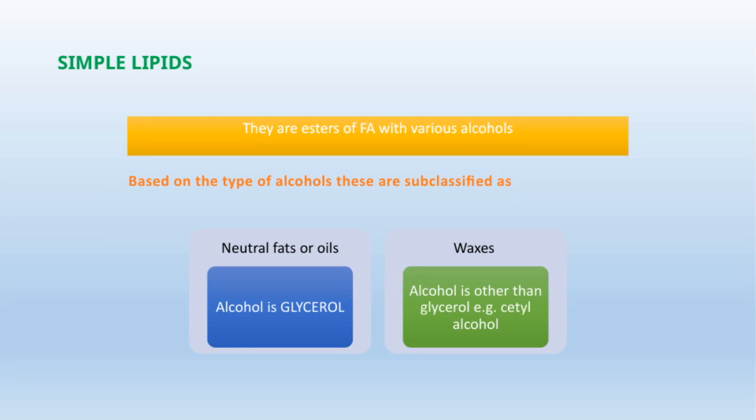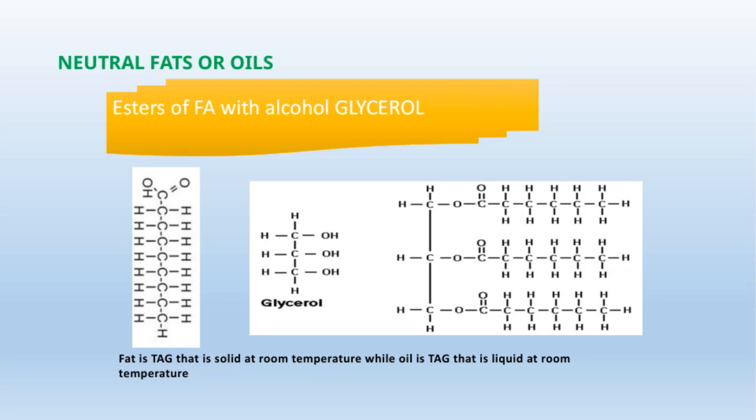So, based on the type of alcohols involved, these lipids are further subclassified. Essentially, they are esters of fatty acids with various alcohols. This means that fatty acids combine with different alcohol molecules to form these esters. When we talk about simple lipids, we're referring to these basic structures that are foundational in lipid chemistry. Understanding this classification helps us see how diverse lipids can be, yet how they all share this common ester bond between fatty acids and alcohols. This concept ties into the overall theme of how lipids are built and how their structure influences their function in biological systems. Let's take a closer look at fats and oils.